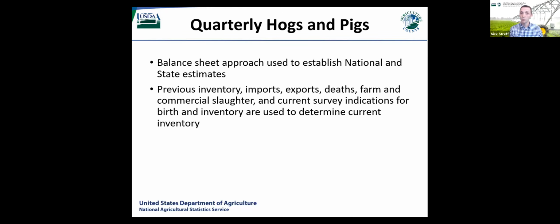So they can look at the previous inventory, they can look at any imports that have come in, especially the ones from Canada, they can look at any exports, they can look at the deaths, they can look at the commercial slaughter data, how many pigs were slaughtered, and then they can also take the current survey indications that we worked on in the local states and sent to them, and then they can look at that to develop that national target.